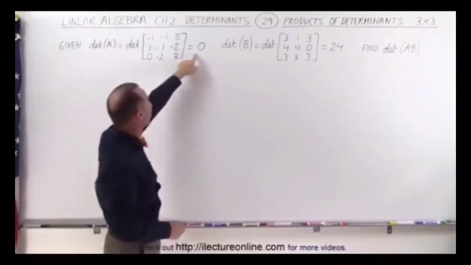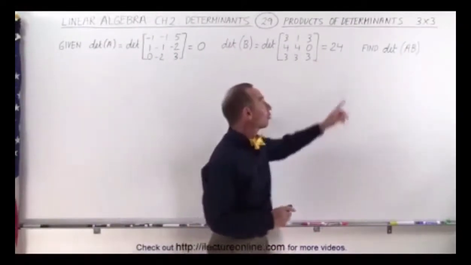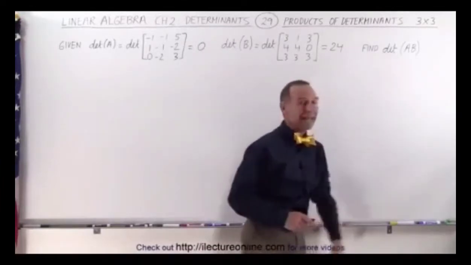So we will now proceed to the examples of determinants of matrix products. So what are the examples of determinants of matrix product? The determinant of matrix A is equal to 0, and the determinant of matrix B is equal to 24. Now we're going to find the determinant of the product of A and B.